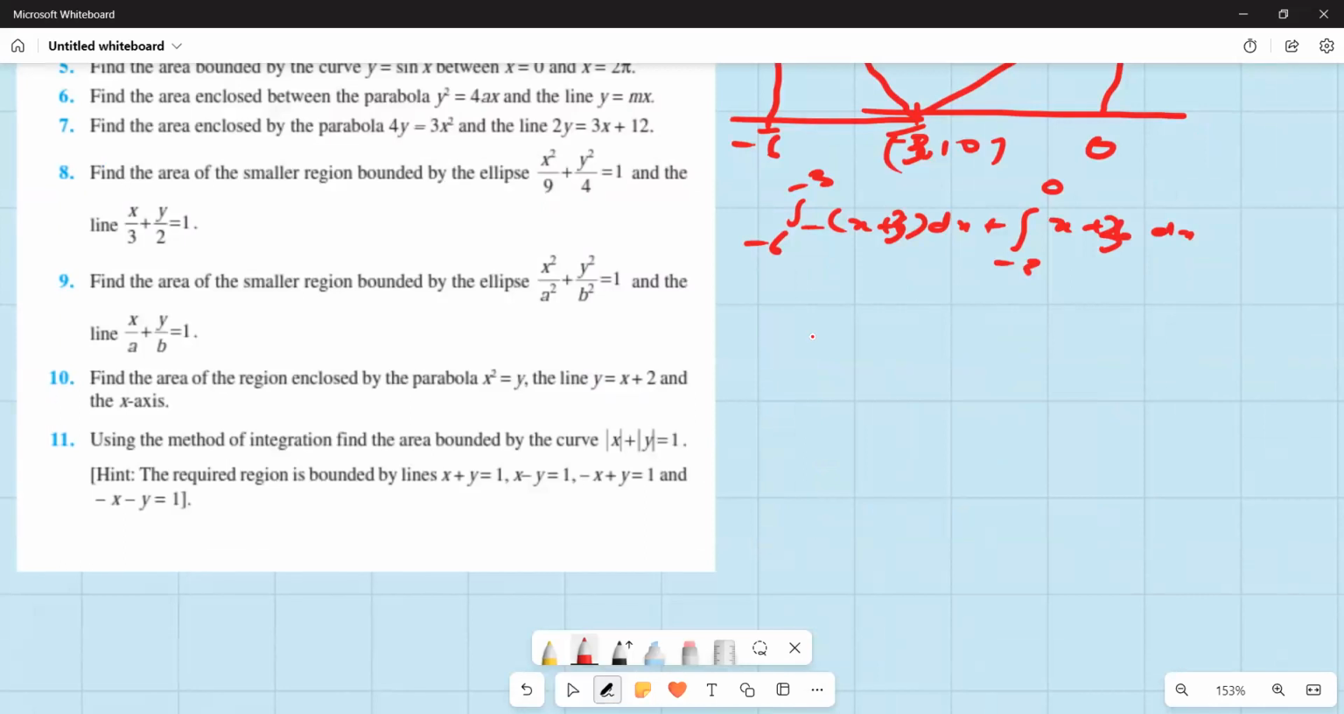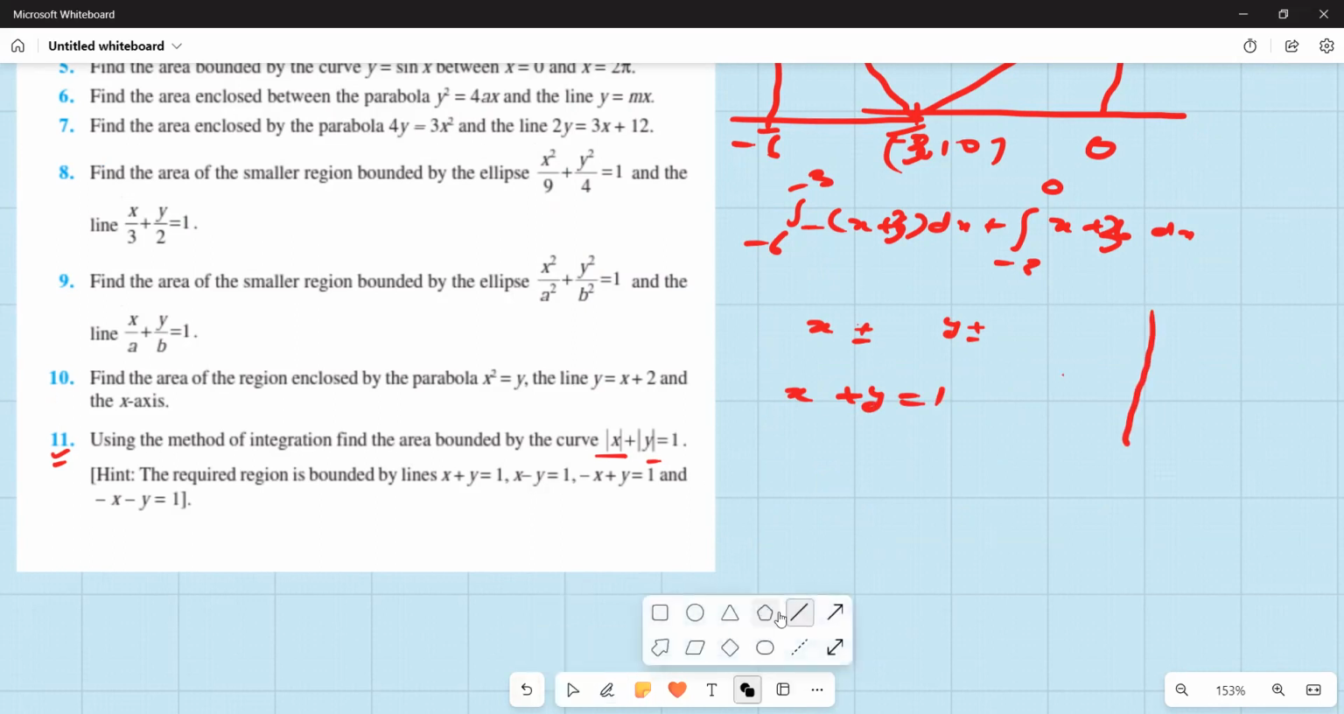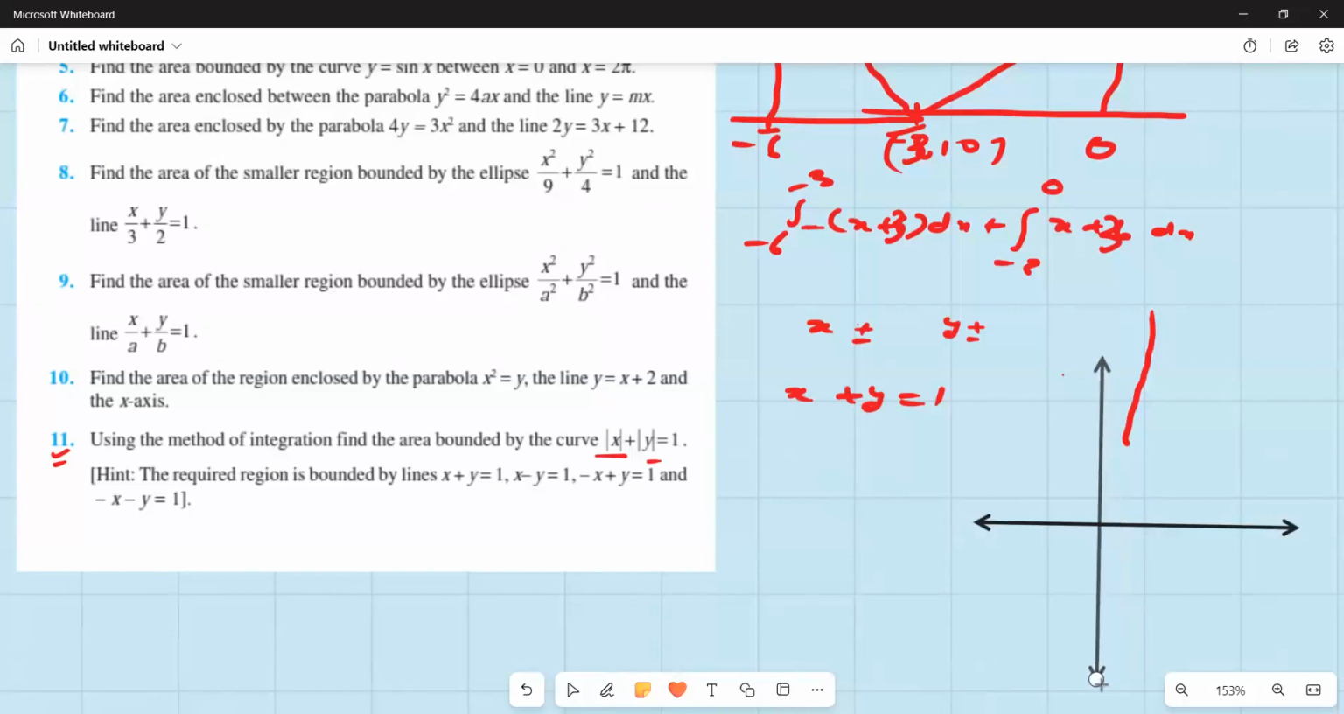The main one I wanted to tell you is the 11th question. This is mode of x, mode of y. So this will give you options of x plus minus and y plus minus and all their combinations. So first, when x is positive, y is positive, so x plus y is equal to 1. If I draw the Cartesian coordinates, it will be like this. X and y, 1, 1.